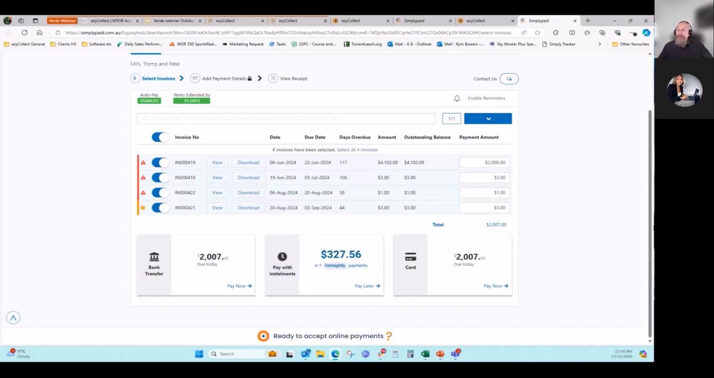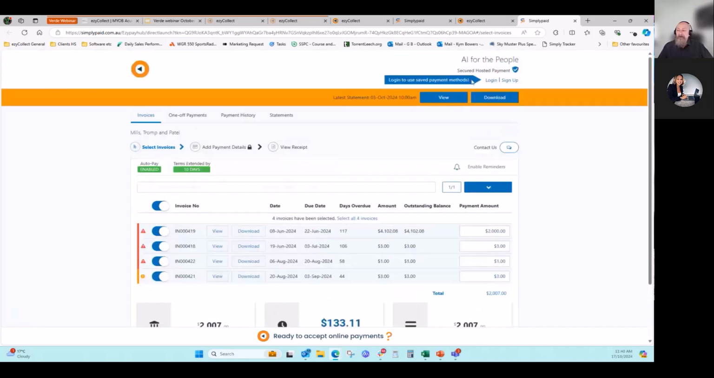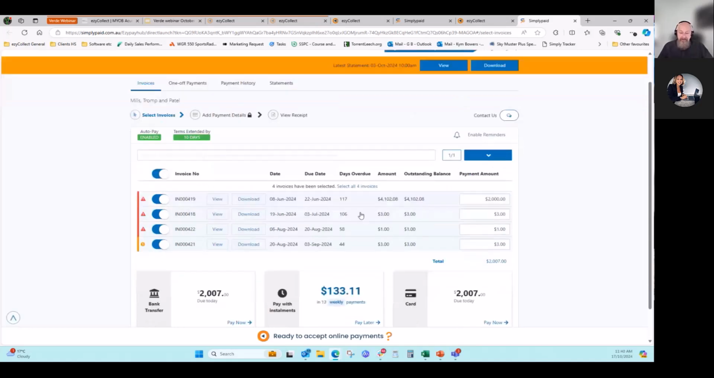They don't have to log in or do anything. See, I'm not logged in at the moment. It says log in or sign up. If you want to save your payment details, you must have an account. But if you just want to pay these invoices and put your credit card in every time, pay with different credit cards, pay with different bank accounts, you can. So you don't have to have a login. The pay now button will take you to this portal.